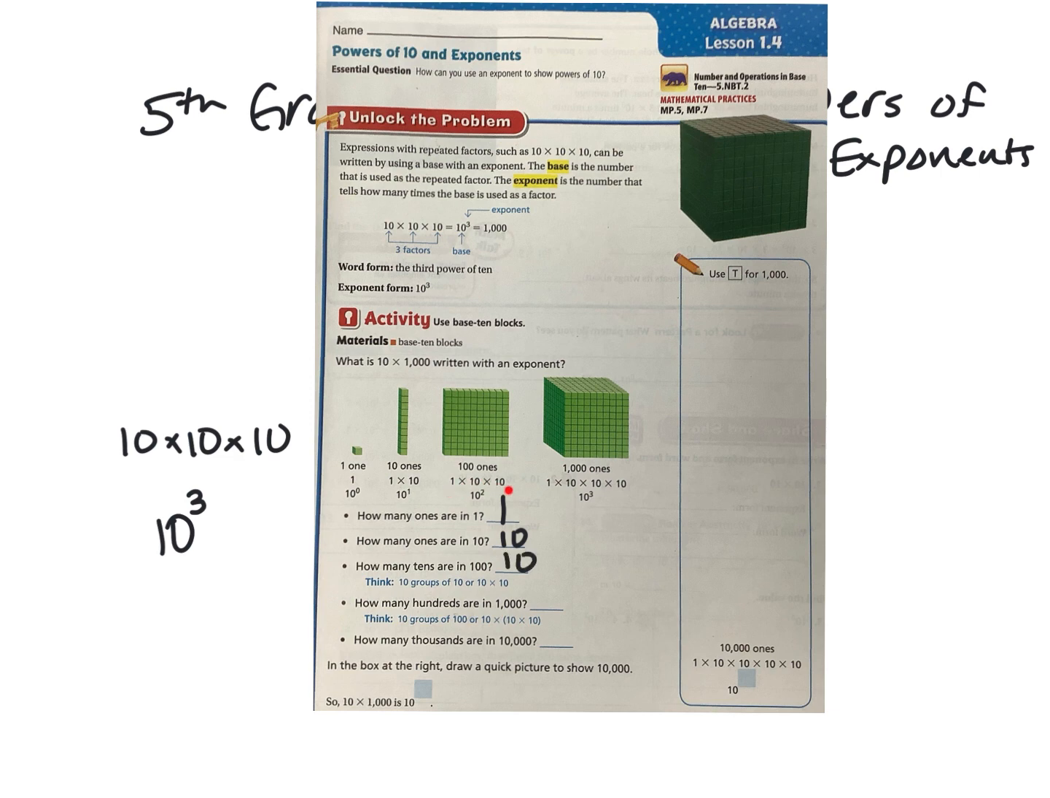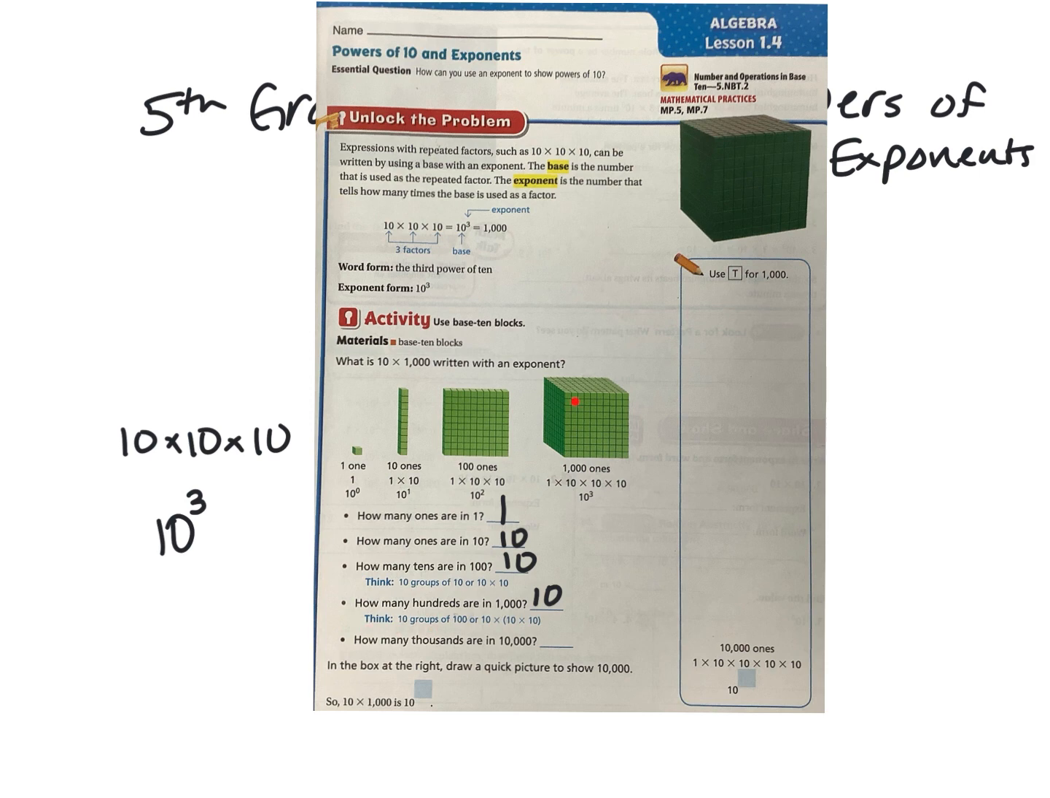That's 1 times 10 times 10, or 10 to the second power. 10 times 10 is 100. And now they're asking us how many hundreds are in 1,000. So this is a hundreds flat. How many of these flats make the 1,000? It would be 10. There's 10 hundreds in 1,000. And we can see we have 1, the starting point, times 10 times 10 times 10. That's 10 being repeated 3 times, or 10 to the third power.